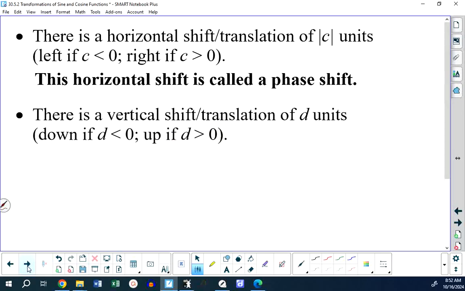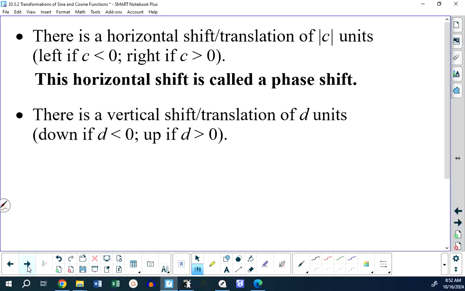There's a vertical shift or translation by d units. Can you just help me out with my note construction here? Do I have absolute values around the d in your notes? It should be. There should be absolute values there.